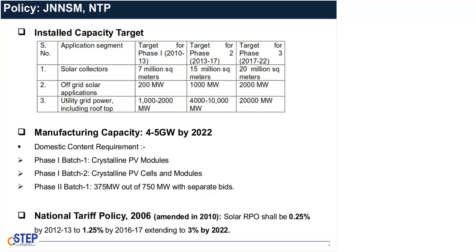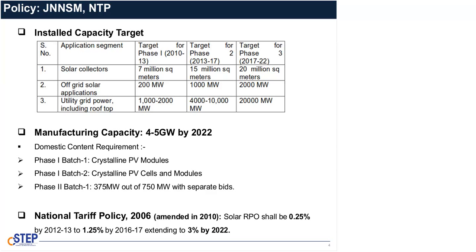In phase 2, after almost a year's delay, the government has come up with the DCR norms in phase 2 batch 1. It plans to adopt a DCR for 375 megawatt out of 750 megawatt. I'll be discussing in detail in the coming slides that this particular policy has led to a scenario very different from the world scenario in terms of the technology share in the market.